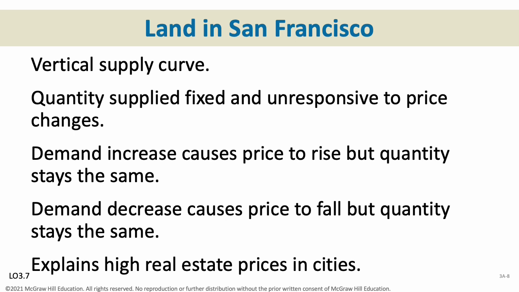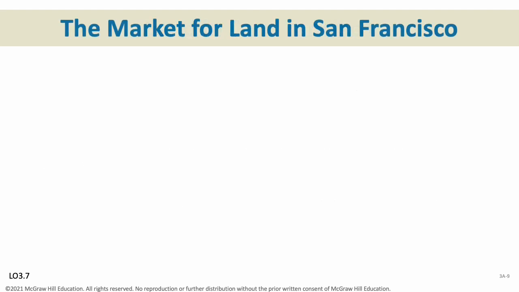So the price is going to be dependent on how many people want to live in the area we're looking at. Quantity supplied is fixed and unresponsive to price changes. And if we get more demand, meaning more people want to move to, in this case, San Francisco or New York City or wherever we're looking at, price will rise, quantity won't change. If, like we saw during COVID, when people were leaving big cities, demand will decrease, causing prices to fall, but quantity also, once again, stays the same. And this generally explains why real estate prices are so high in cities.